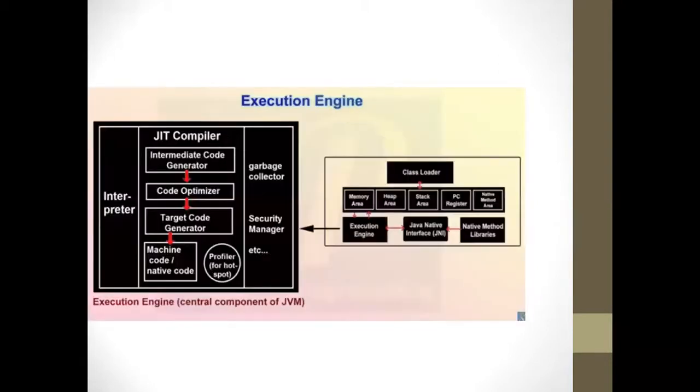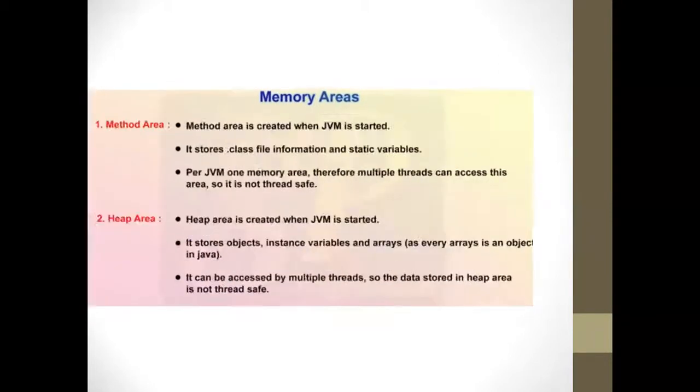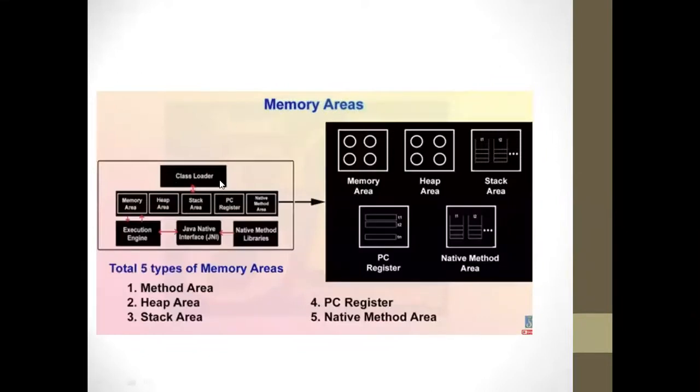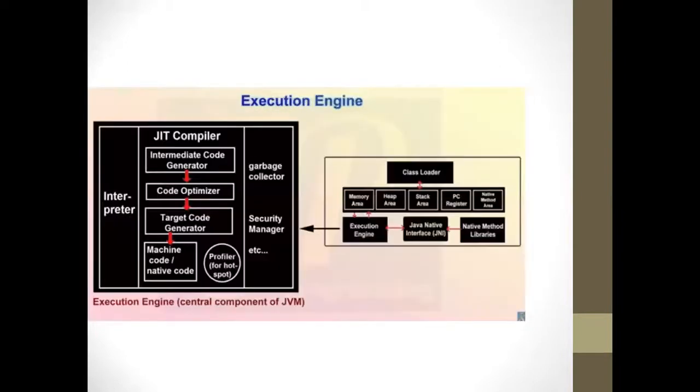Now the last part is the execution part. We have completed the class loader, and we have completed all these memory areas. Now the last part is the execution part. We will move towards the execution engine. If you see this execution engine, this is the main heart of our JVM, or we can say the main central component of the JVM.